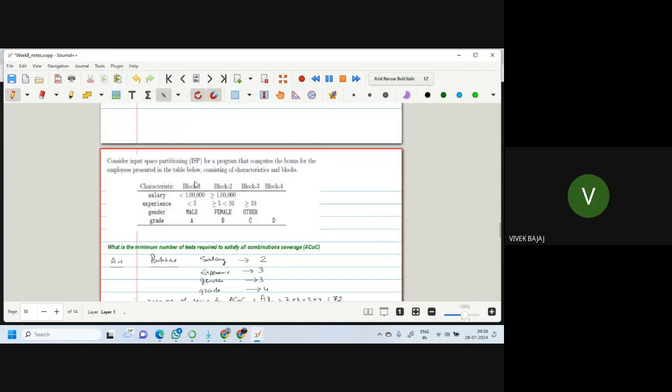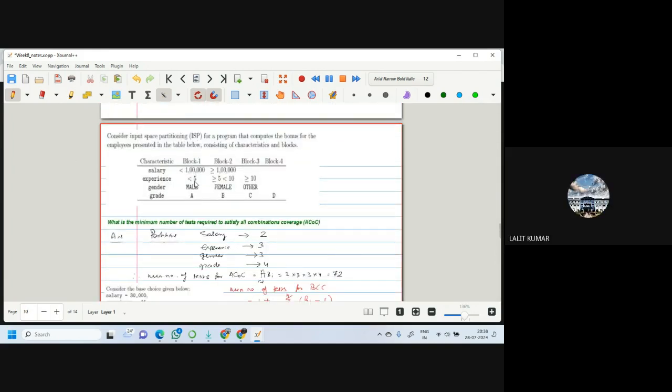Now we come to this. Consider input space partitioning for a program that computes the bonus. Now see here, these are the characteristics. We can say 1, 2, 3, and 4. And they have given the partition also.